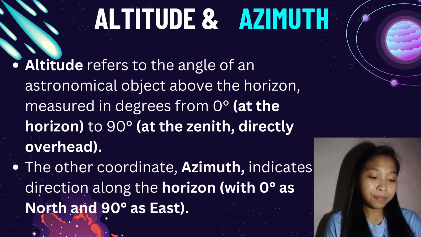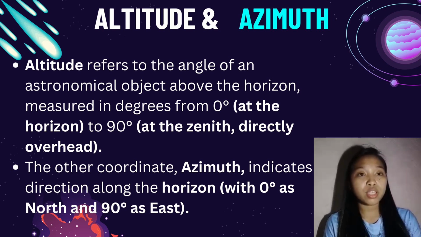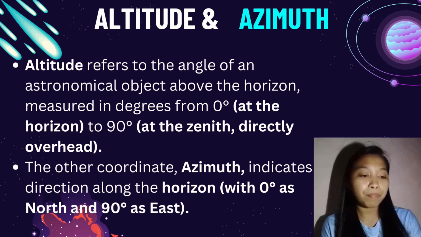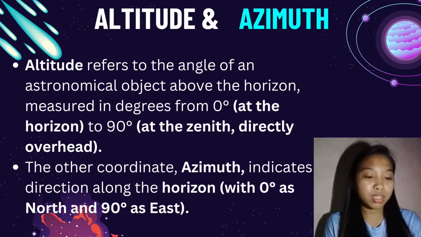This understanding is crucial for celestial navigation and observational astronomy, allowing astronomers and stargazers to determine the position of stars and other objects effectively. For example, if a star is halfway up in the sky, its altitude would be 45 degrees.